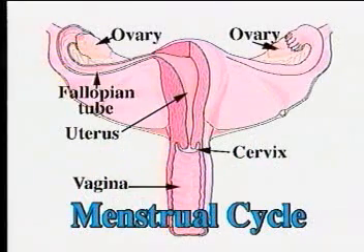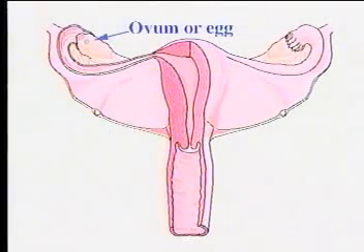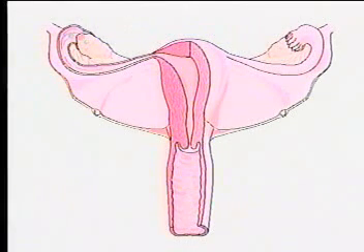Approximately every 28 days, an egg is released from one of the ovaries and begins to travel down the fallopian tube. The ovaries alternate the release of eggs. One month, the left ovary releases an egg, and the next month the right ovary takes its turn. The release of an egg from an ovary is referred to as ovulation.